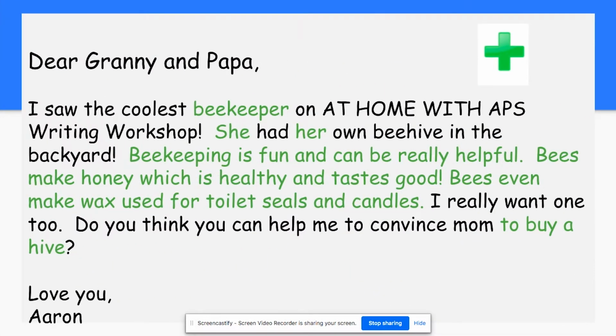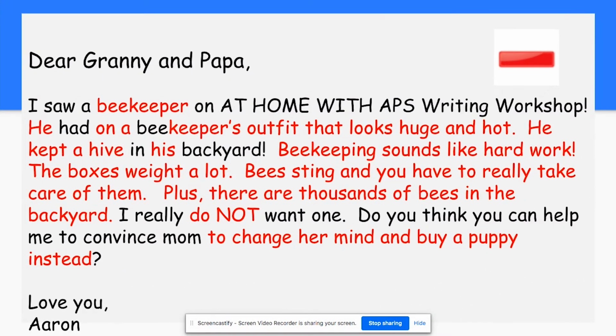So, if we're going to change the original letter and add details to make it more positive, let's see how it can sound. Dear Granny and Papa, I saw the coolest beekeeper on At Home with APS Writing Workshop. She had her own beehive in the backyard. Beekeeping is fun and can be really helpful. Bees make honey, which is healthy and tastes good. Bees even make wax used for toilet seals and candles. I really want one too. Do you think you can help me to convince Mom to buy a hive? Love you, Aaron.